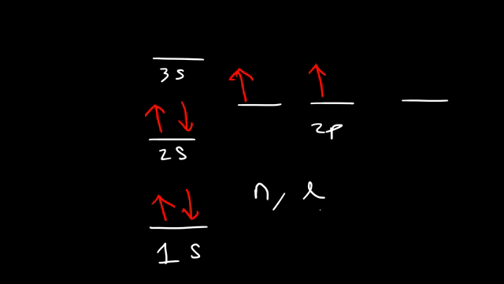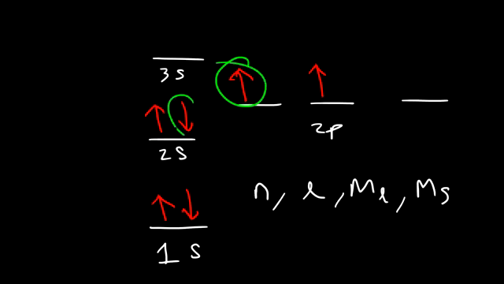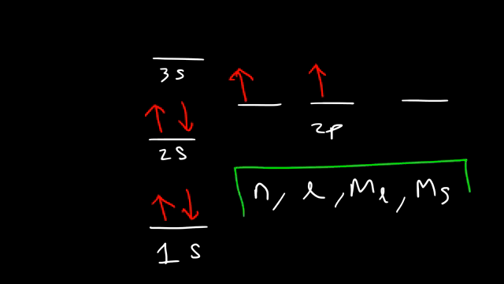which describes the shape of the orbital, like if it's s, which is spherical, or p, a dumbbell, or d, a cloverleaf shape. And then you have ml, the magnetic quantum number, which describes the orientation of the orbitals with respect to another orbital. And finally, ms, the electron spin. So for up arrows, the electron spin is plus 1/2, and for down arrows, it's negative 1/2. So that's the basic idea behind Pauli's exclusion principle.